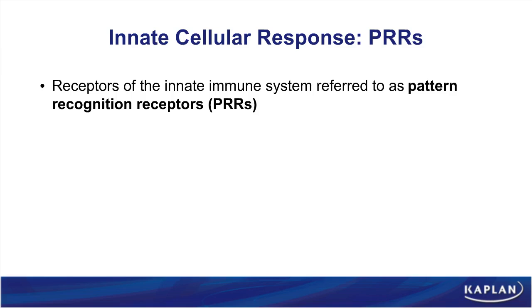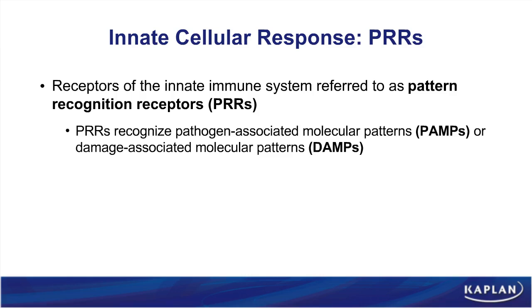And again, remind yourself always, where are these receptors found? They are found on the phagocytes. And again, the phagocytes of import right now are going to be our macrophages, our dendritic cells, and our neutrophils. The pattern recognition receptors, also known as PRRs, are going to recognize different patterns. That's what the name tells you that they do. So what are these patterns?